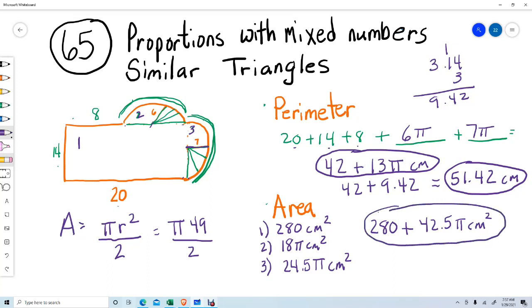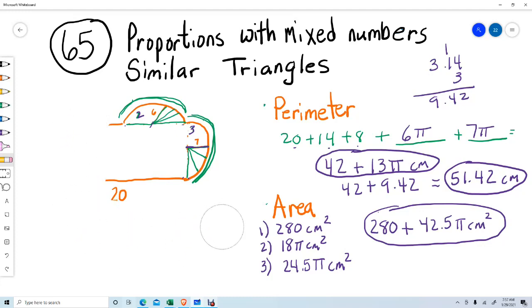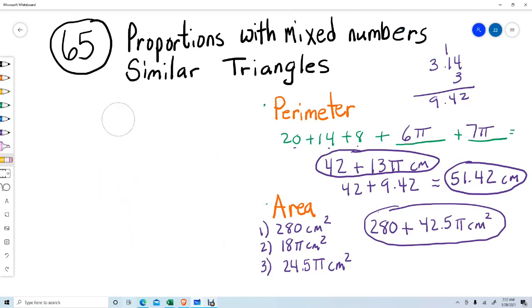If you want to go ahead and multiply 42.5 times 3.14, get a number for that and add that to 280, you are welcome to do that. Or you are also free to leave it in terms of pi, like I said. I wanted to review this because I think you're going to get a few little questions on that next week. But all right, let's get into today's lesson.